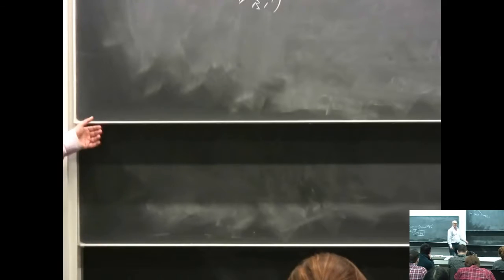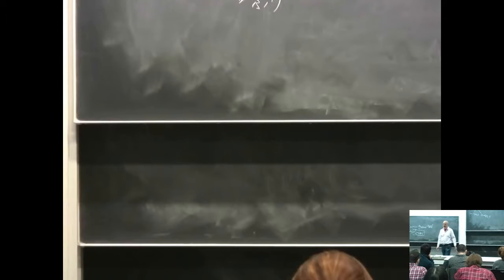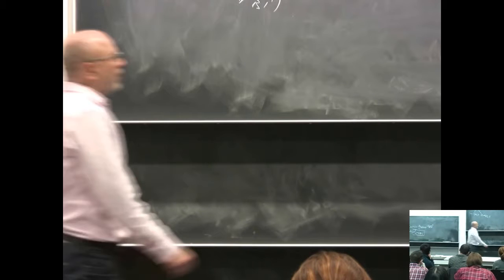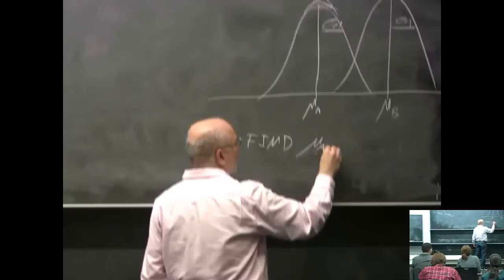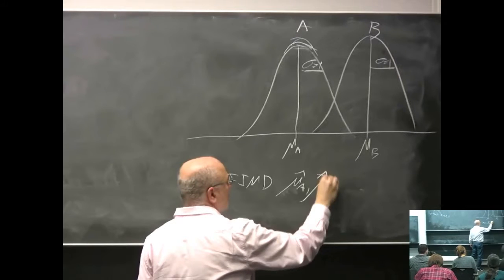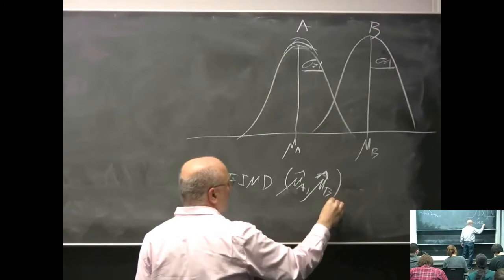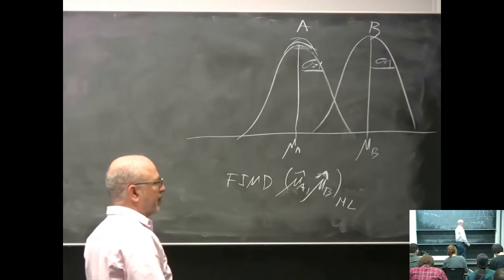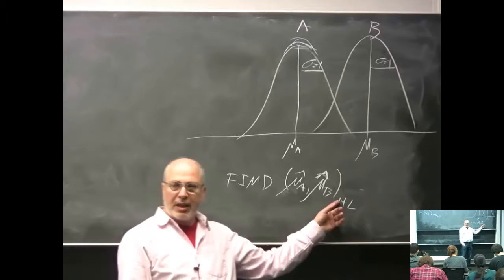Now that I have the graphical story, I can write down the likelihood function, which is the thing I would want eventually to maximize to find the maximum likelihood estimate. So my goal here is to find the mu A and mu B that maximize the likelihood of my data. Why do I write it like this?